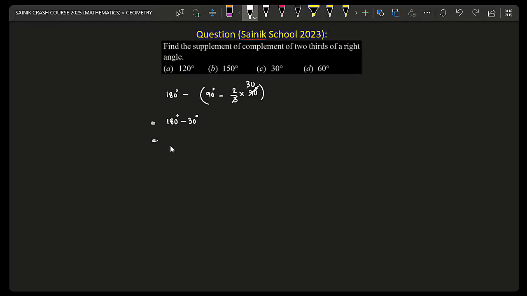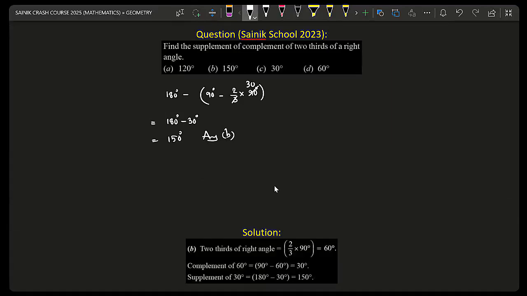Sriyash, answer. 150. Which option? B. Yes, B. Sriyash, you can mute. Okay, sir. So the required answer is 150 degrees. So we found the 2/3 of a right angle, subtract it from 90. Whatever angle you got, subtract it again from 180, you get the answer.